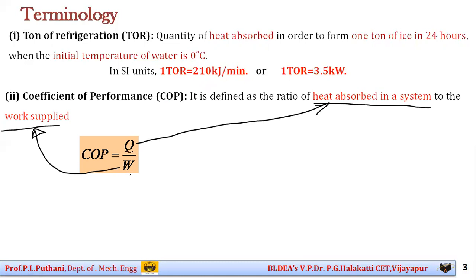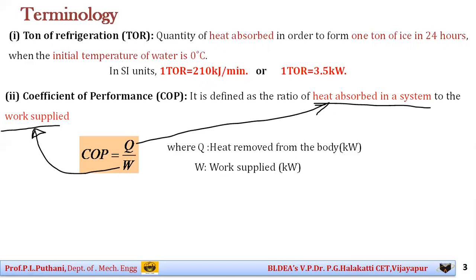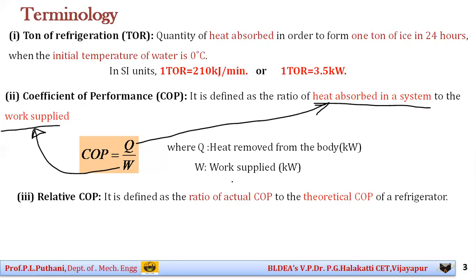So therefore, I can write this as the heat removed from the body, from the substances, for the amount of work supplied. This is one term, the second term. And the third term, relative COP. It is the ratio of the actual coefficient of performance to the theoretical coefficient of performance.